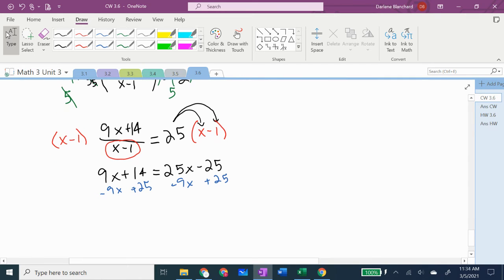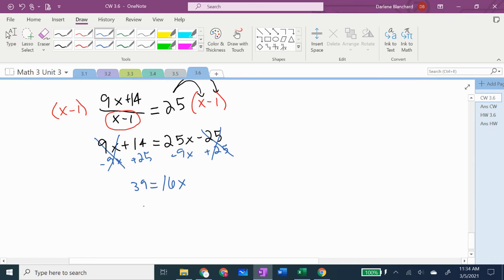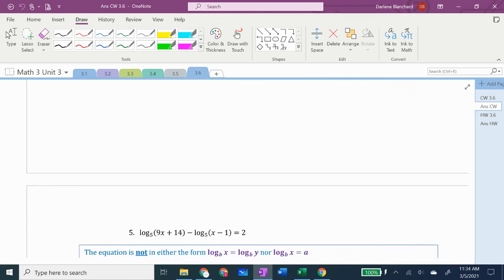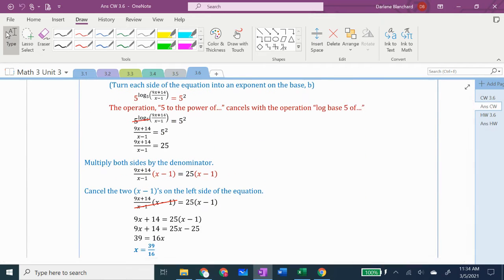over to the left side, so that this subtracts itself away, and then I have 39 on the other side. That adds itself away. 25x minus 9x will be 16x. And that gives me x equals 39 divided by 16. And let me double check my answer so that I did not make an error. There we go, good.